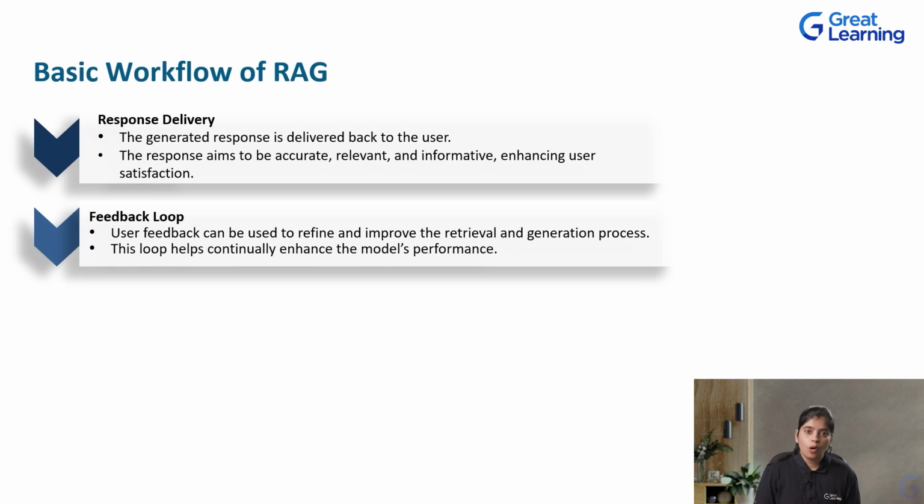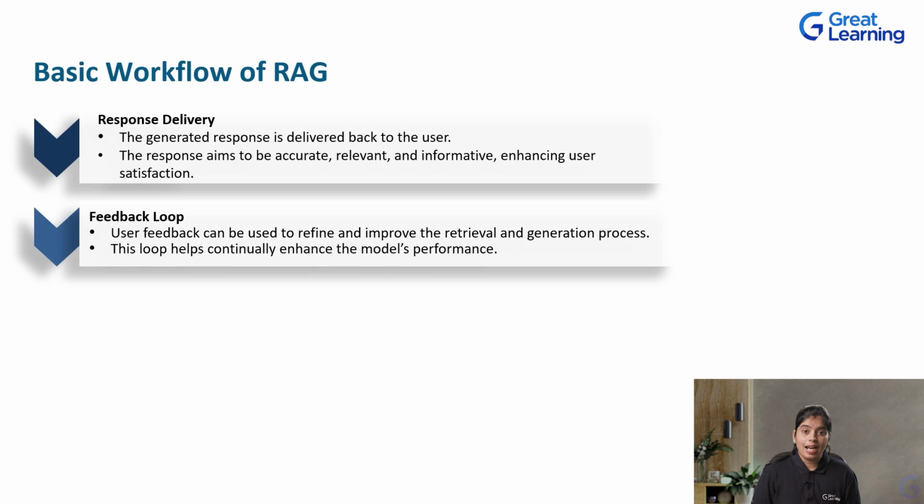It's like when you give a prompt and you get an outcome, and if it's not sufficient for you and you want something more, you will go ask back, or give the prompt again: okay, I want more on this. So that feedback works like a refinement on your query. It improves the retrieval and generation process, and this loop helps continuously enhance the model's performance. You will get a better version of the final response. So this is the feedback loop.